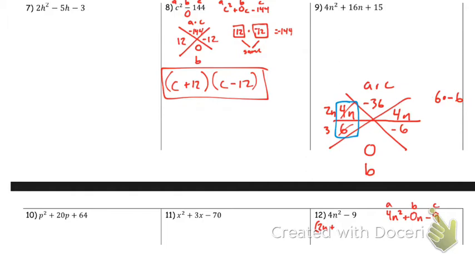2n and positive 3. Now let's reduce the second guy, and we can reduce by 2 as well. If I divide by 2, this gives me 2n over negative 3, because I'm reducing by 2. And that gives me 2n minus 3 in my other parentheses.